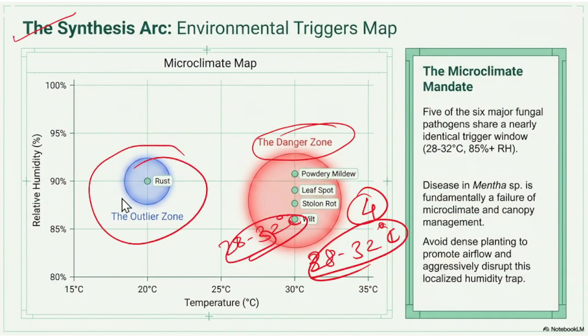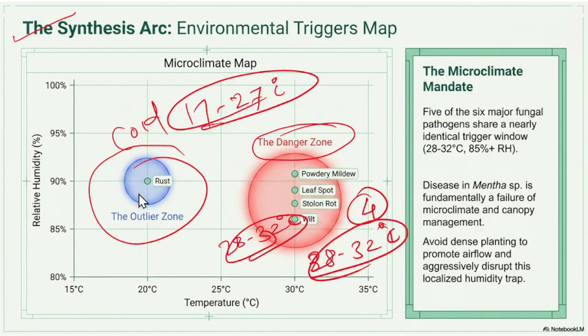But in the cold condition, about 70 to 72 degrees Celsius temperature was effective to cause the rust diseases in the mint. So now the microclimate mandated 5 to 6 major fungal pathogens are nearly identical, at 28 to 32 degrees Celsius and about 85% relative humidity. Disease in the Mentha species is fundamentally a failure of the microclimate and the canopy management. Avoid dense planting, promote airflow and aggressively disturb localized humidity traps.